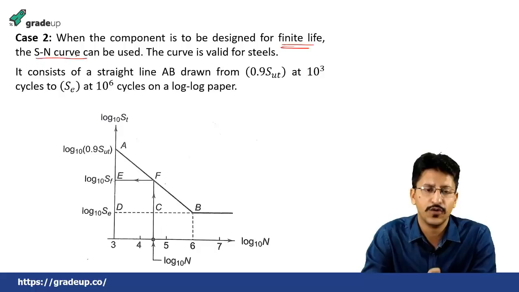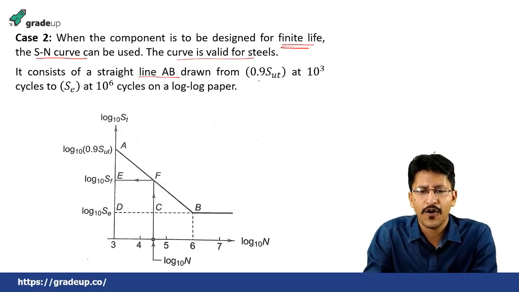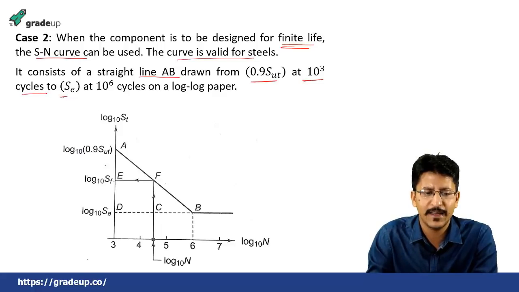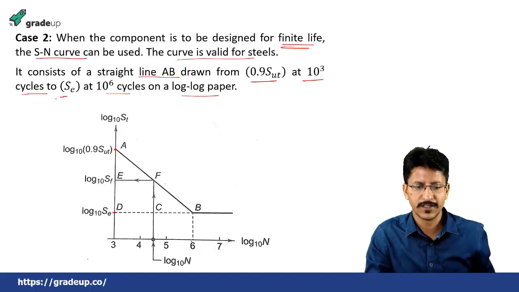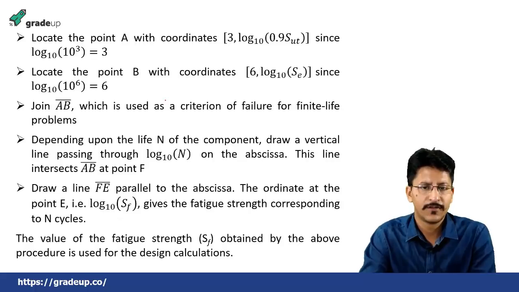Then the SN curves are used. This curve is valid only for steels, as I have told you. It consists of a straight line AB, drawn from 0.9 SUT at 10 to the power 3 cycles to SE at 10 to the power 6 cycles on a log paper.